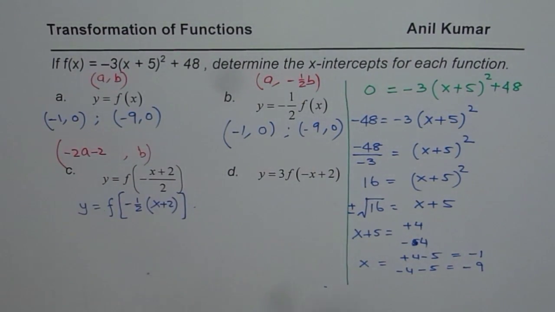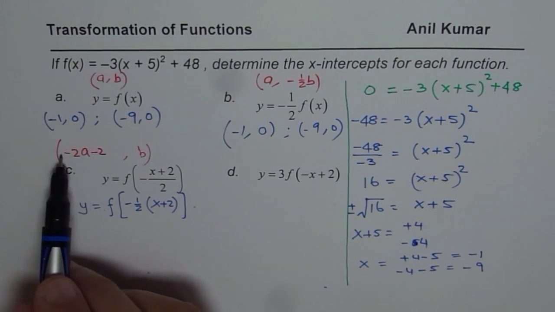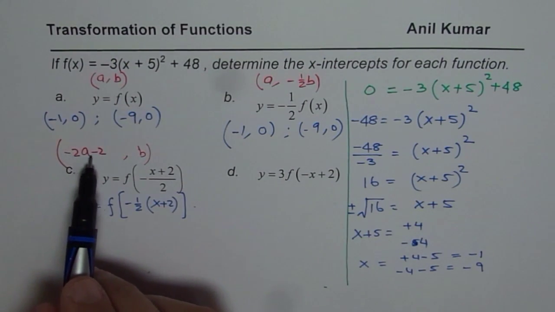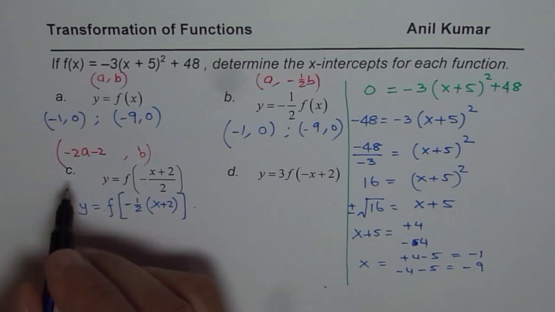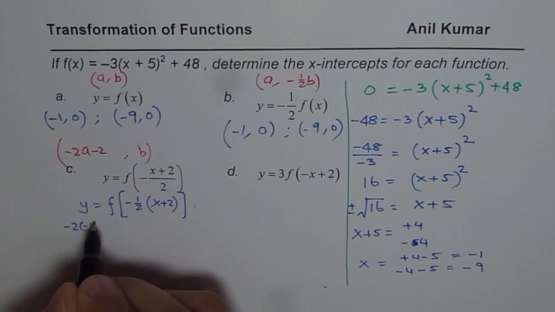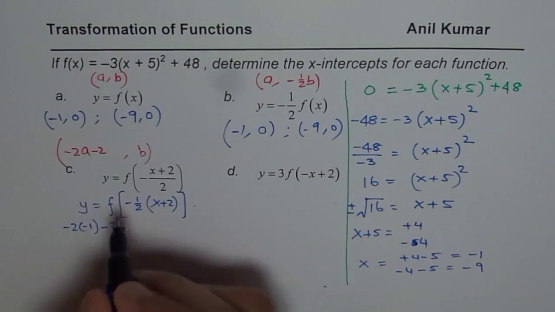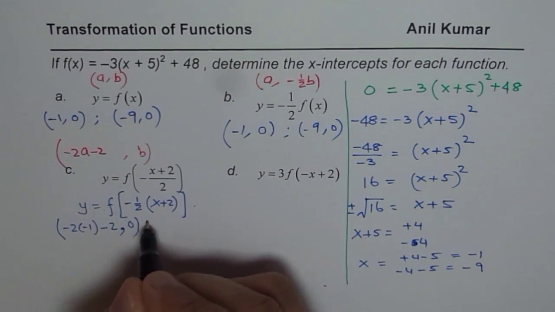Let's do our calculations and write down the answer. If a is minus 1, then minus 1 times minus 2 is plus 2. Plus 2 minus 2 is 0, right? So let me write down the calculation, then the answer. So we'll do this as minus 2 times minus 1 minus 2. So that is the x value. Y value is 0. That is the x-intercept, right? That's for the first point.